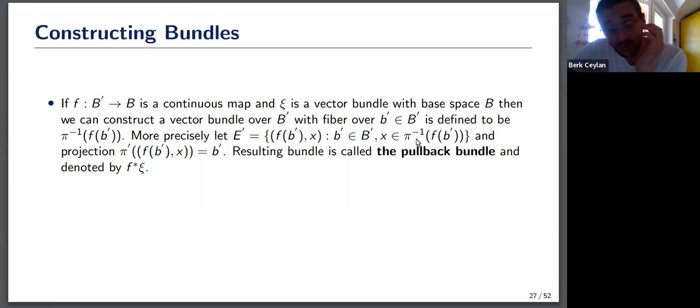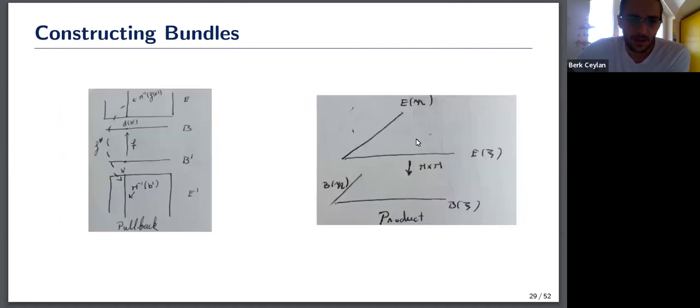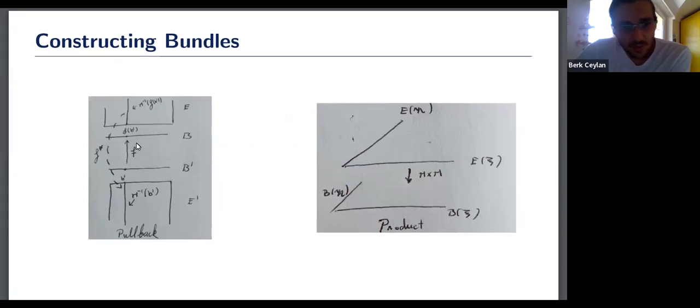Now we will see three ways to construct vector bundles. First, if you have a continuous map and the range has a vector bundle structure, you can pull back that structure to the domain to get a vector bundle structure. And if you have two bundles, you can form a product bundle by taking the product of everything. On the left, we see the pullback bundle. You pull back the fiber over B prime to be the fiber over B prime, and on the right is the product one.